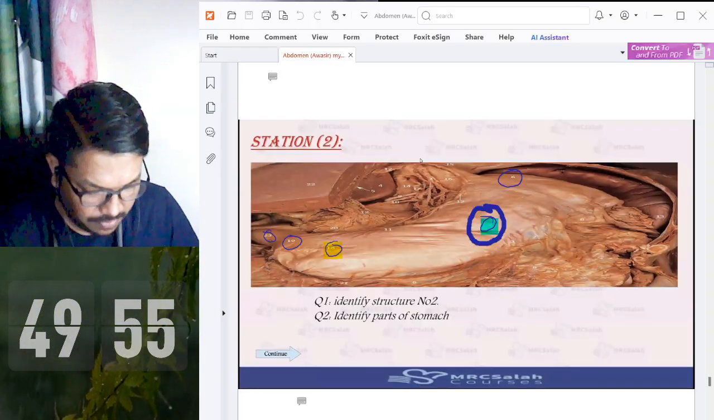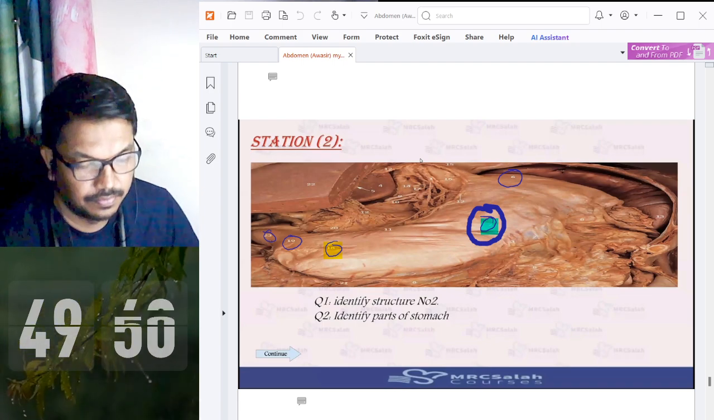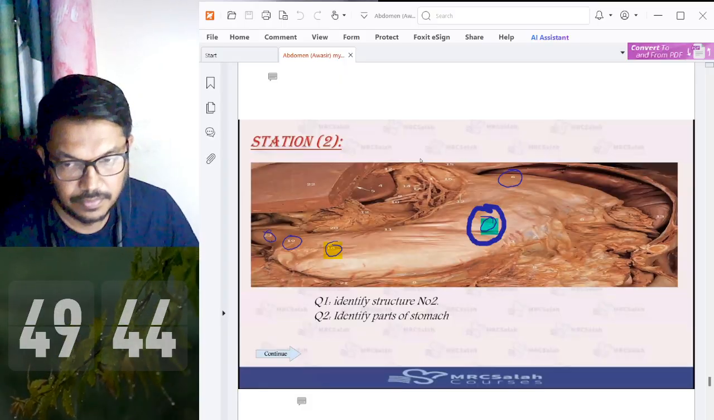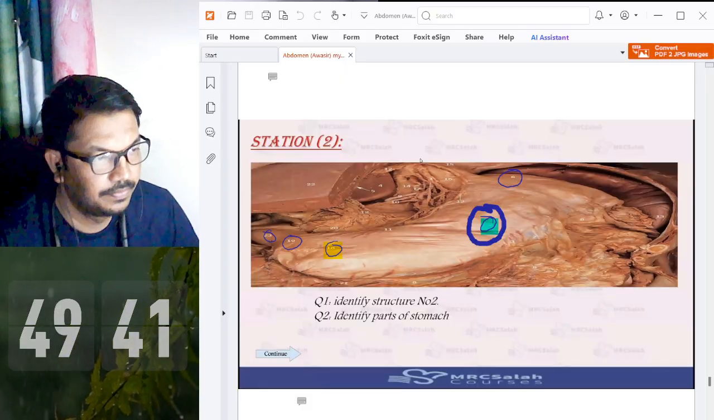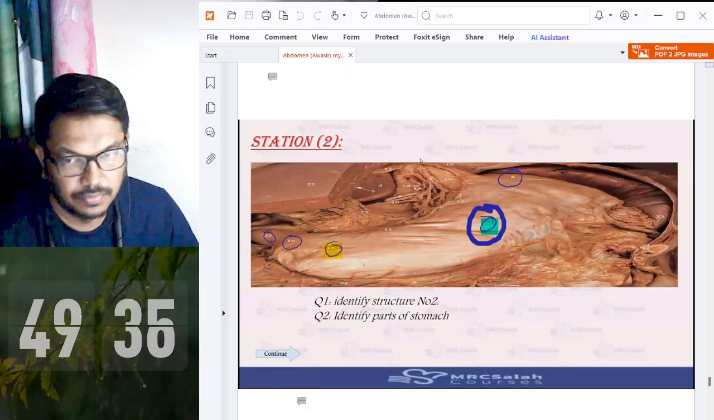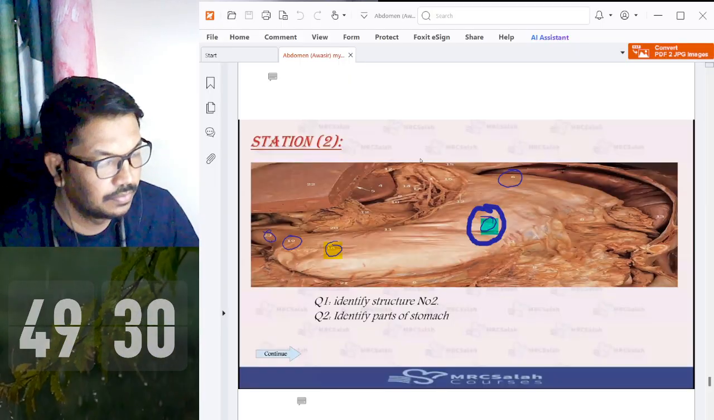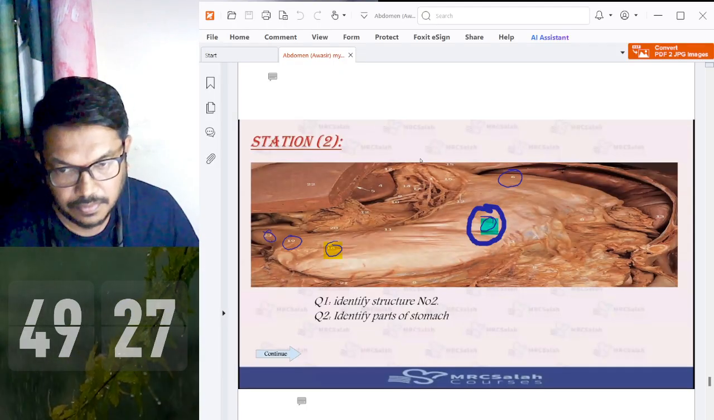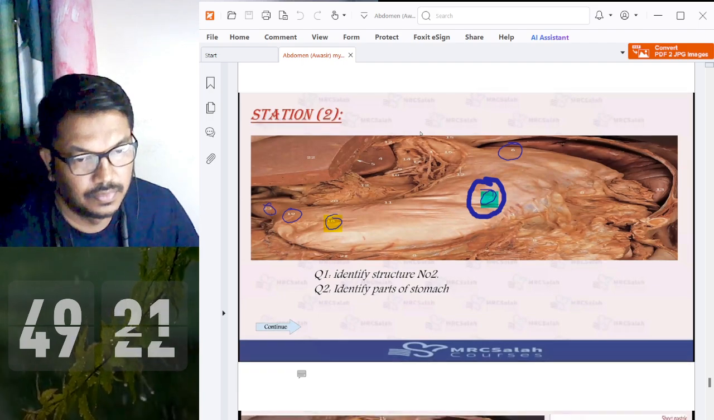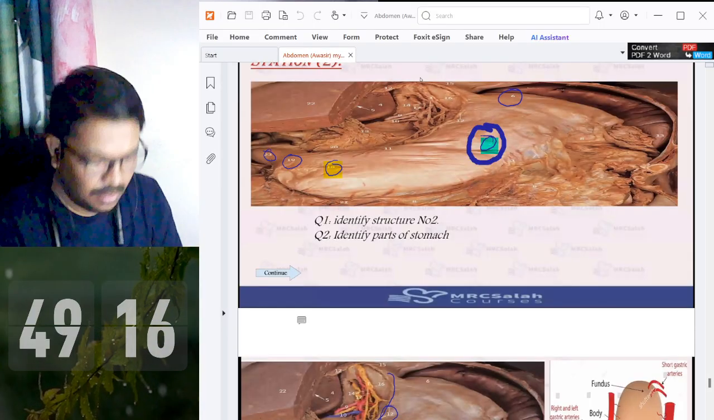How is the portal vein formed? Splenic vein and superior mesenteric vein drain into the portal vein. And where does the inferior mesenteric vein drain? Inferior mesenteric vein drains directly into the inferior vena cava. Is it? No, no. Inferior mesenteric vein drains into the splenic vein. Okay, okay.